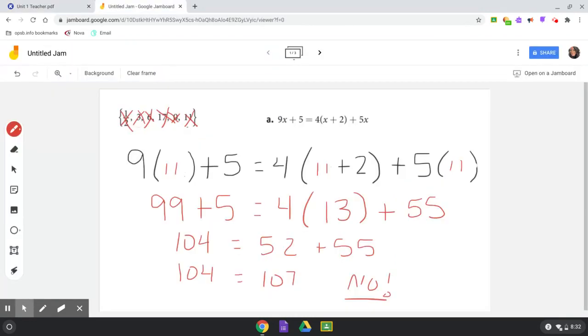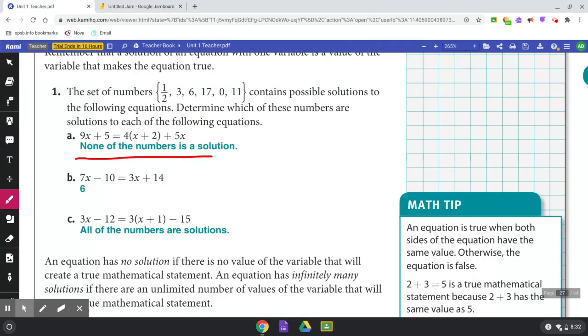And the reason is because of what I just showed you on this Jamboard here, is that when I substitute in all of these values into this equation for x, I get no solution. None of them create a true statement. If you don't know what a true statement looks like, say this ended up being 107 equals 107, that would be a true statement. If 107 equals 107, because that is true, that would be a solution.